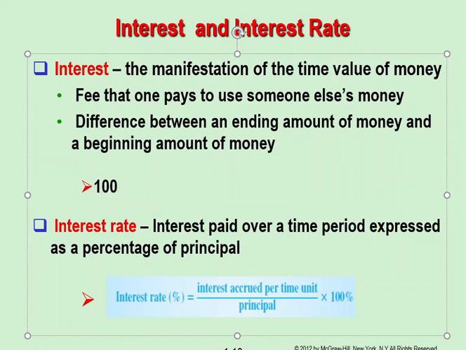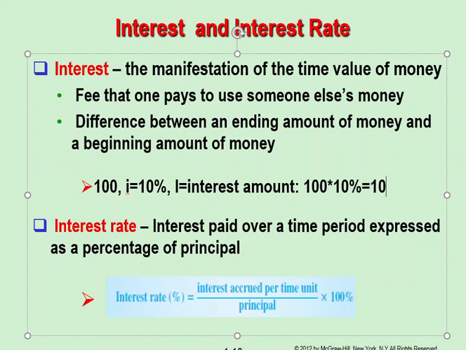Because you told me right now we have $100. So the interest rate i is equal to 10%. Percentage means interest rate. So what's the amount I, the interest amount? You're going to tell me it is 10% times 100. So it is 100 times 10%, which is equal to 10. So the amount I is what?